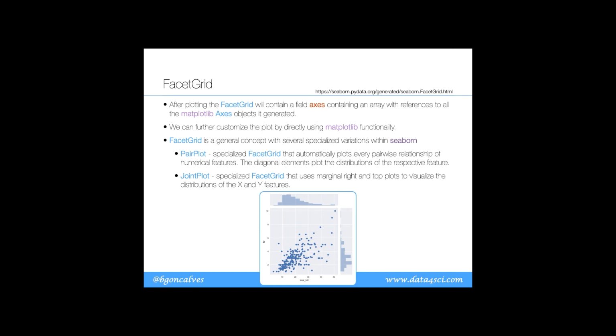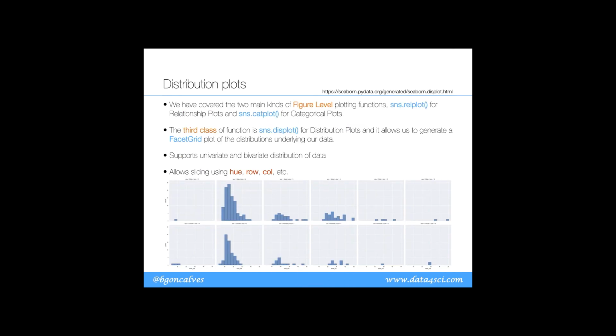This gives us a nice excuse to discuss the third kind of plot that Seaborn supports. You recall that in the beginning I mentioned there were relationship plots and categorical plots, but there is also a third type. The third type is distribution plots, and these are ways of visualizing distributions in your data, both univariate and bivariate distributions, so one variable and two variables together. Again, you can slice your data by rows and columns, and this plot will return the FacetGrid object with all the axes objects as before, that you can then use to build on top of.